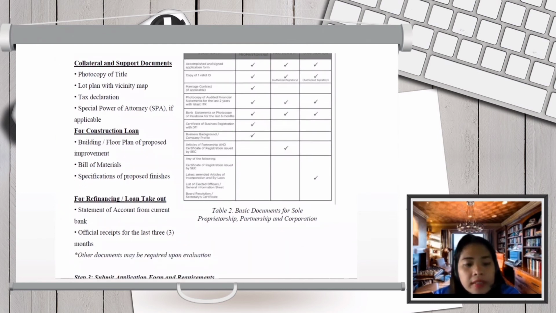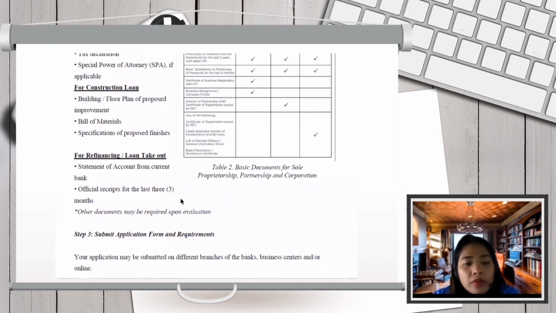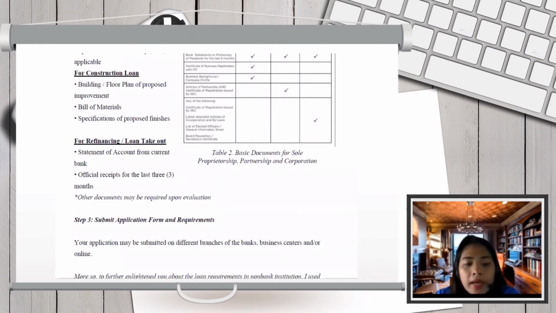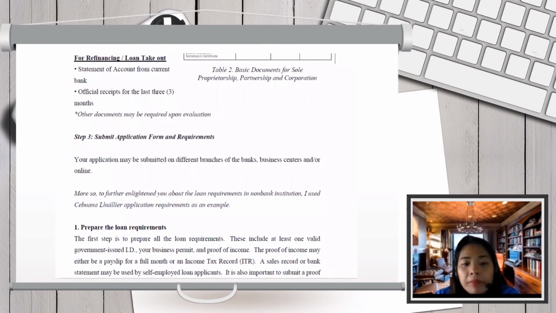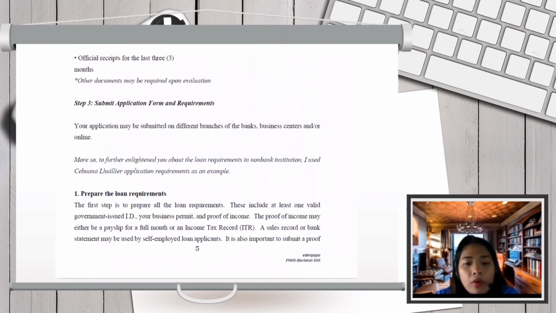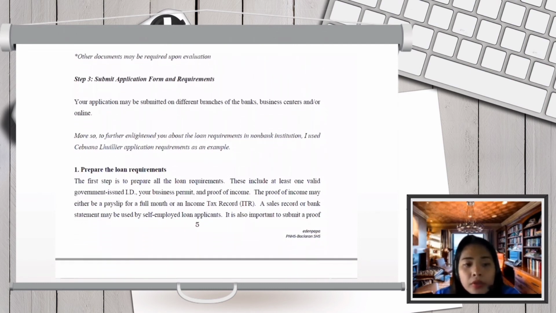So, for refinancing loan takeout, statement of account from current bank, yung bangko kung saan nyo nilalagay yung kinita nyo, official receipts for the last 3 months, other documents may be required upon evaluation. Ayan, isasubmit on different branches of the bank, business centers on and or online. To further enlighten you about the loan requirements in non-bank institution, I used Cebuana Lhuillier application requirement as an example.